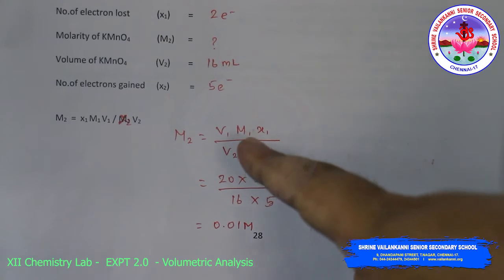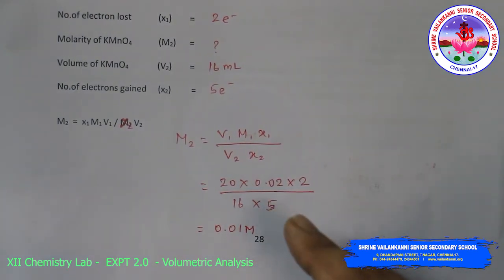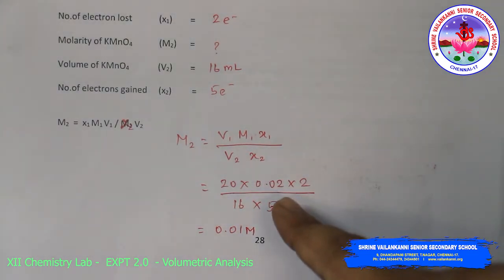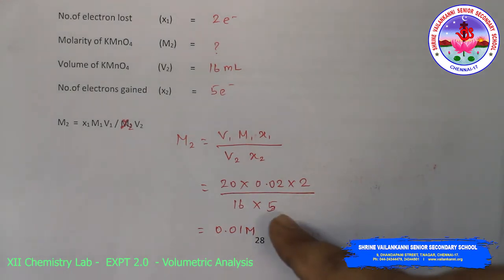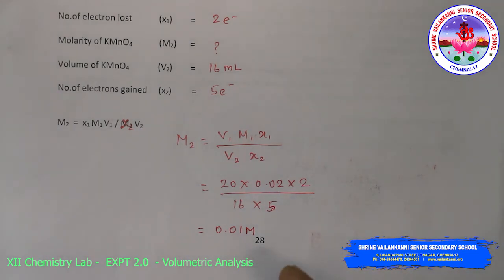So the formula is M2 is equal to V1 M1 X1 divided by V2 X2. V1 20, M1 0.02, into X1 2, divided by 16 into 5, that is V2 and X2. After simplifying you will get 0.01 molar. So this is the M2 value, molarity of potassium permanganate.